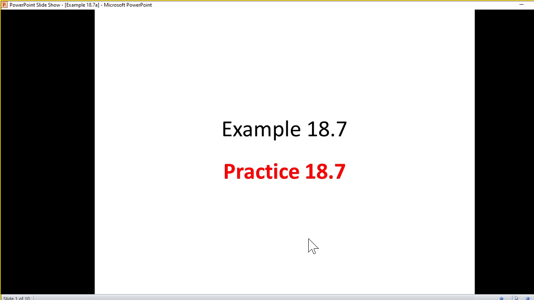Bismillahirrahmanirrahim. Today we'll be discussing example 18.7 and solving practice problem 18.7. This is on the request of Melania from University of Namibia. Let's see how to solve it.